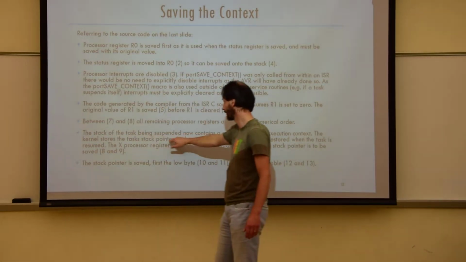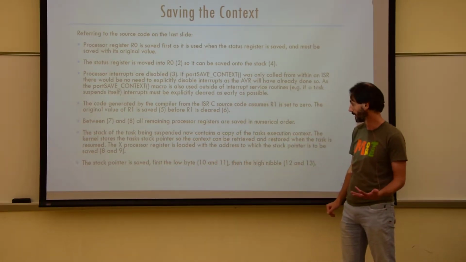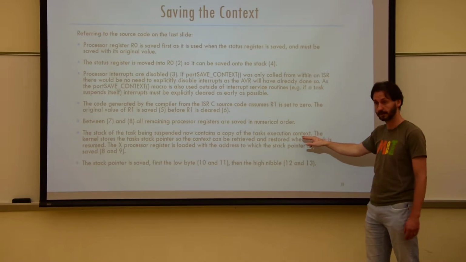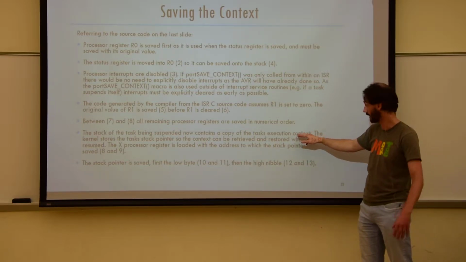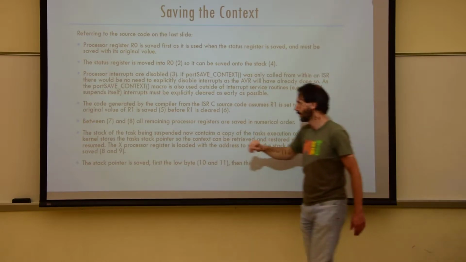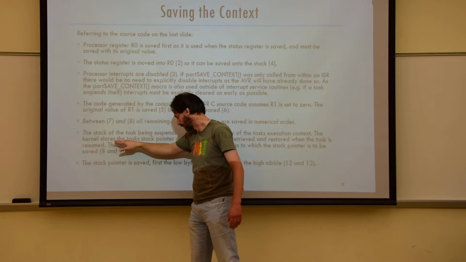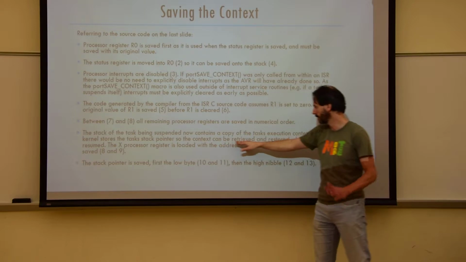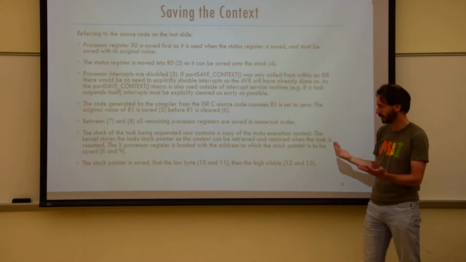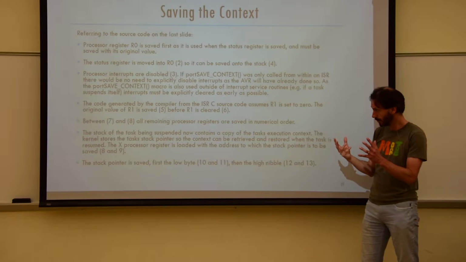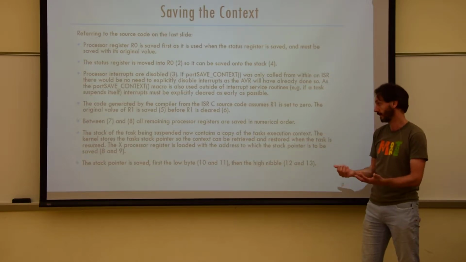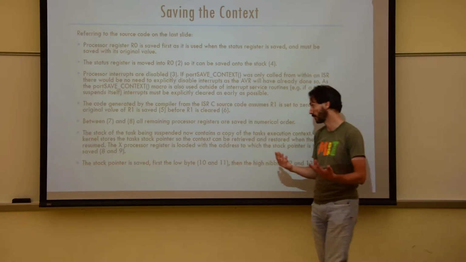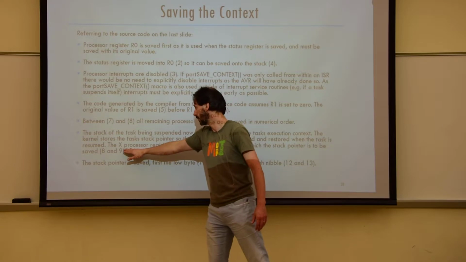So the stack of the task being suspended now contains a copy of the task's execution context, because we pushed all these register values to the stack. So now the kernel stores the task's stack pointer to the context, so the context can be retrieved and restored when the task is resumed. What the processor needs to do is read that stack pointer and put it in that task control structure. So that's what's going on over here.